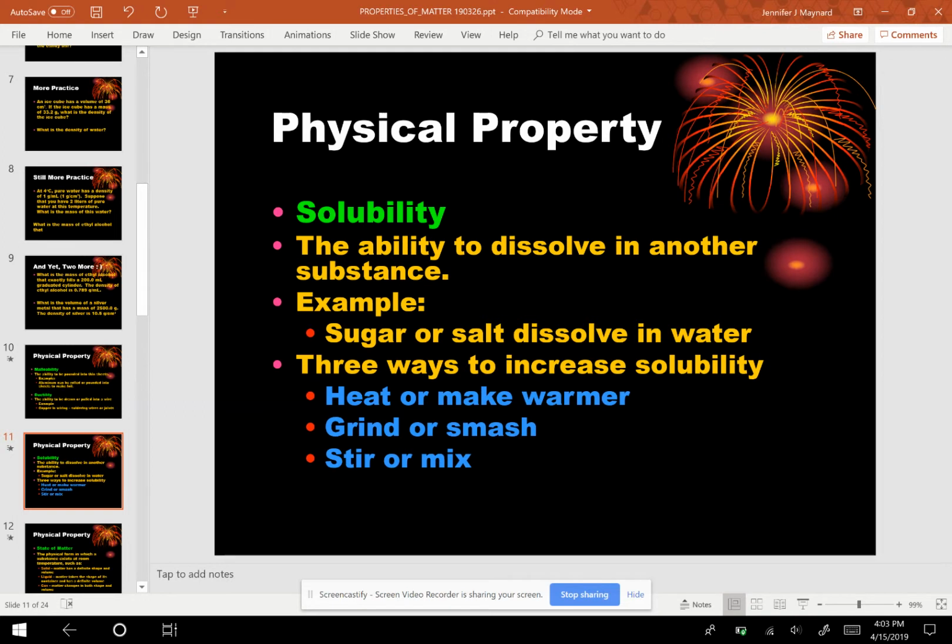And you probably have already guessed this, but 3 ways to increase solubility are heat, to make it warmer. So the warmer water in the M&M lab dissolved faster. Grinding it or smashing it, we didn't get to play with that. Or stirring and mixing is another way to increase solubility in a substance. You probably noticed that you had to do that when you made your sugar waters.